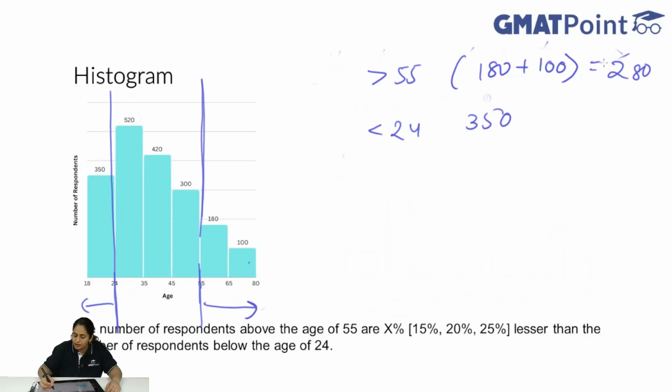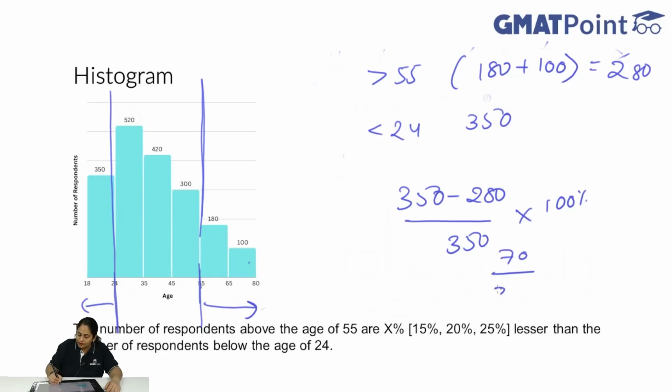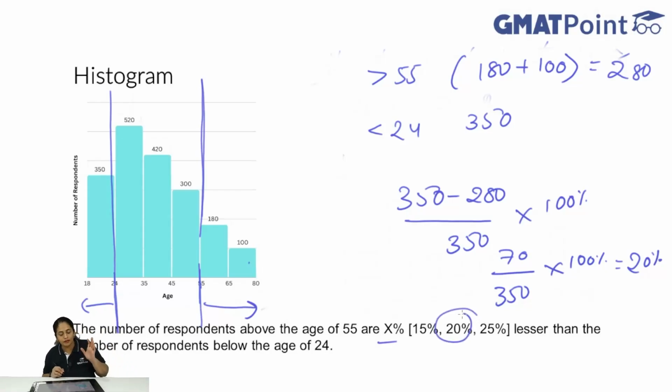So we are asked how much percentage lesser this is than this. So that would be basically 350 minus 280 divided by 350 into 100%. This is 70 by 350 into 100%. So that is 1 by 5 into 100%. So that is 20%. So 280 is 20% lesser than 350. So from the given choices, we have to select 20%, that the number of respondents above the age of 55 is 20% lesser than the number of respondents below the age of 24.